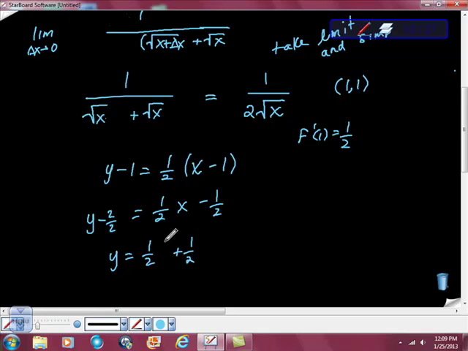Yeah, you can pull it out. You don't have to, but you could pull it out. If on the exam they ask you to write an equation, I would leave it. All right?